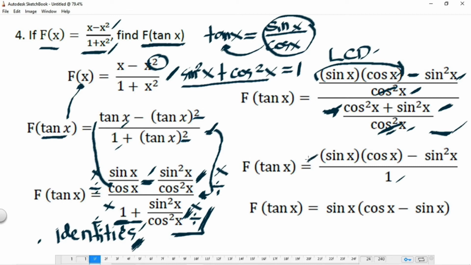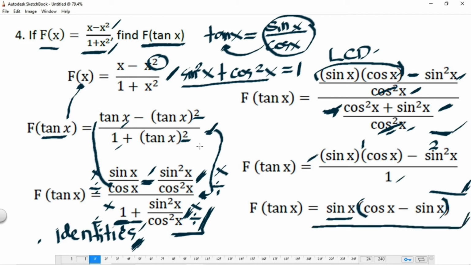Let us try to simplify this once again. If you notice, for these two terms, 1 and 2, there is this similar part, sine of x. That is why we just have to bring out sine of x and then open and close parentheses, cosine of x minus sine of x. This is our final answer for your number 4.